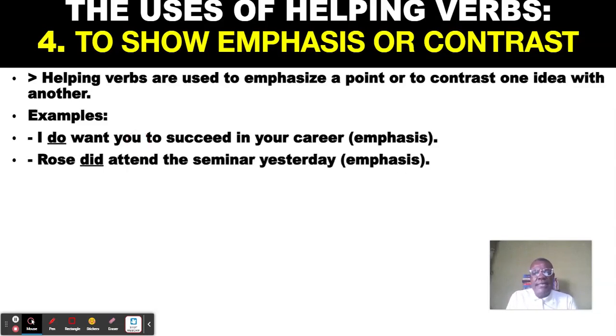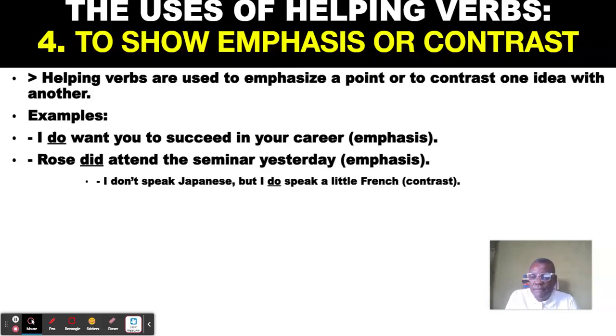Rose did attend the seminar yesterday. That's another way of emphasizing. Maybe someone is arguing that Rose did not attend the seminar. So to emphasize that she did, then you add the helping verb did. Rose really or actually did attend the seminar yesterday.